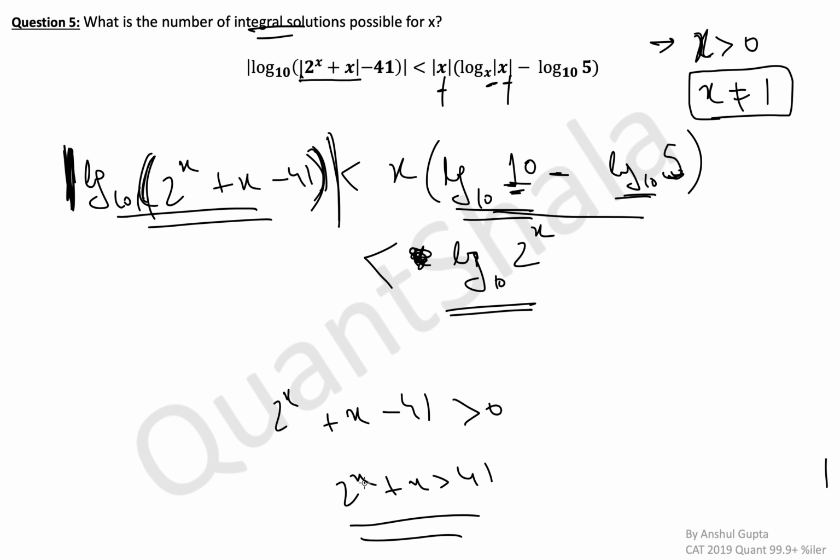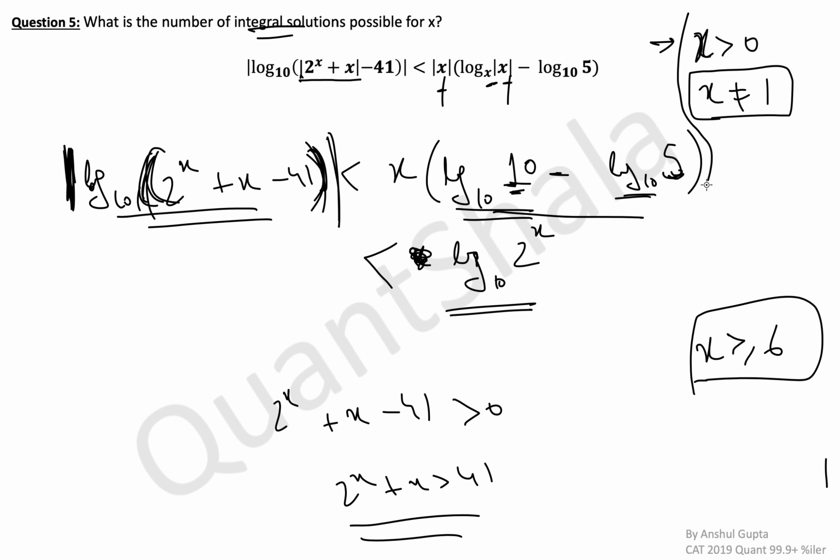For x equal to 6, you have 64 plus 6, 70, which is greater than 41. So x has to be greater than or equal to 6. For x equal to 5, this entire thing within the bracket is less than 0, which would violate the domain of the log function. So x is also greater than or equal to 6.